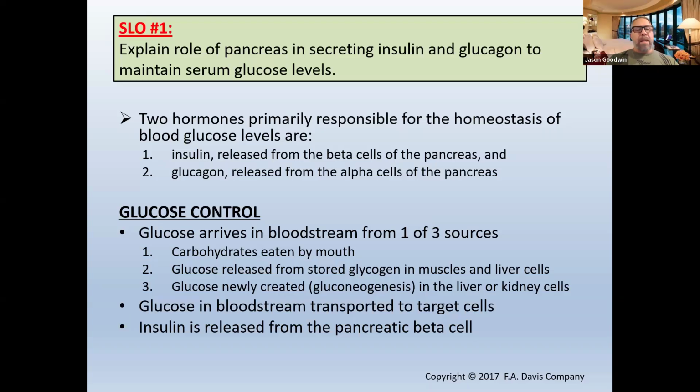Glucose arrives in the bloodstream from one of three sources: carbs that you eat by mouth, glucose released from stored glycogen in the muscles or liver cells, and then glucose that's newly created, called gluconeogenesis, in the liver or kidney. Okay, so that's an important concept to understand, that glucose can be produced or introduced into the bloodstream, and it's transported to target cells for energy, and it's released from the pancreatic beta cell.